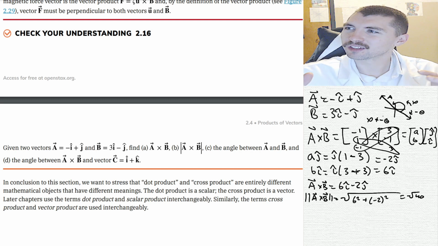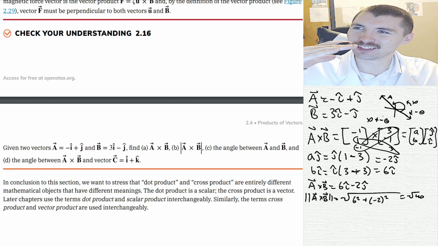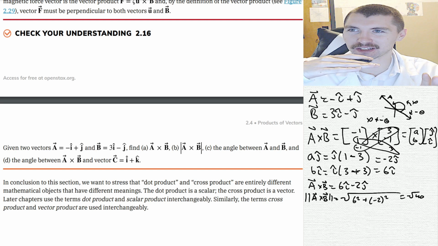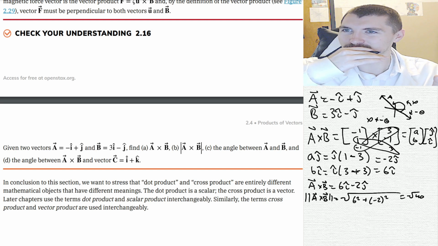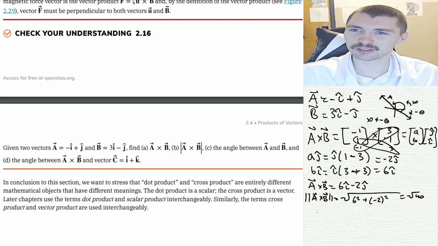One way to think about it: you could convert this so that the B, 3I minus J, sits on the x-axis. So it should be alpha, which is positive, plus this negative angle. Okay, so we need to find the angle of A.